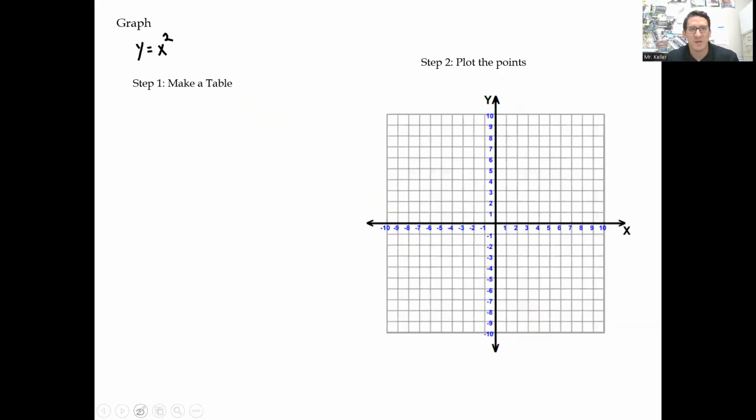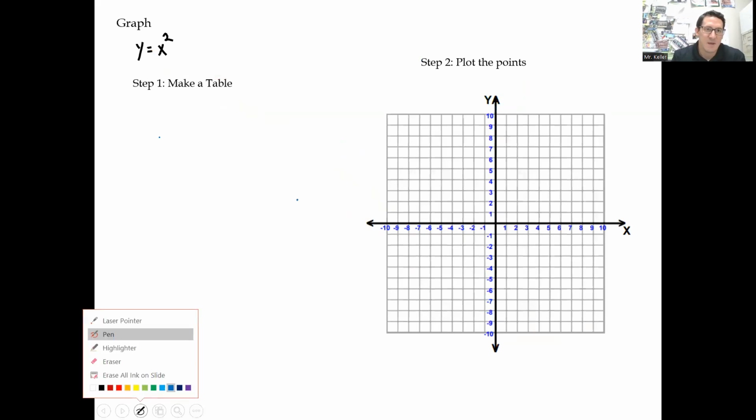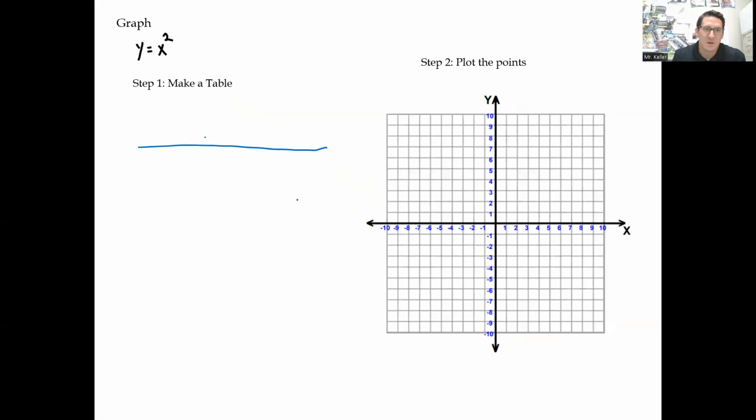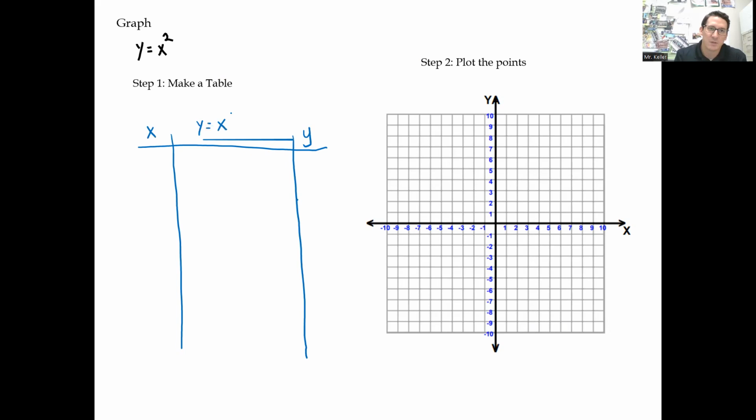So let's go into an example. Real basic example here. First thing we're going to do to graph this is make a table. I'm going to do a 3-column table. A lot of you could do this in your head. This will be my x value, this will be my y value, and in the middle I'm going to show my work. That's just going to help me keep things straight.